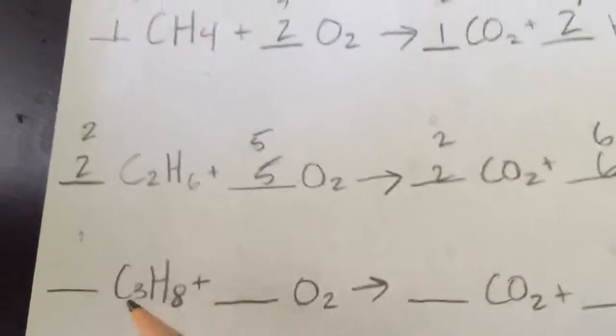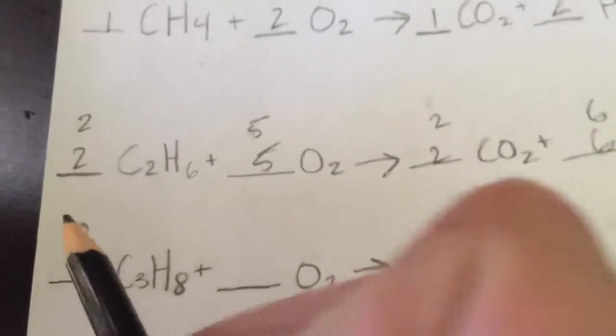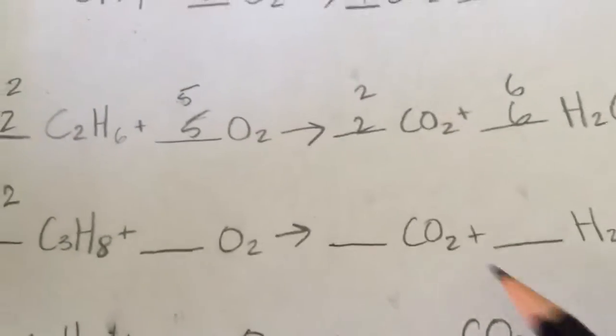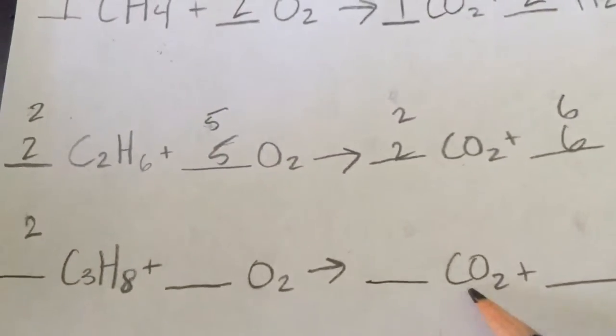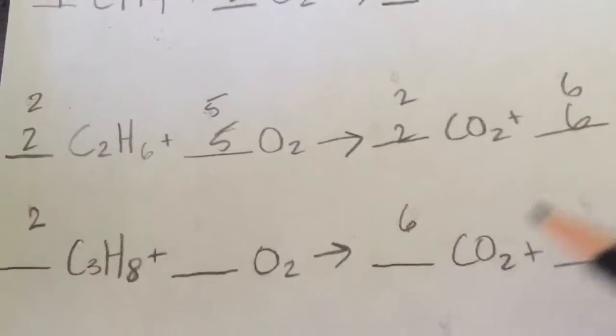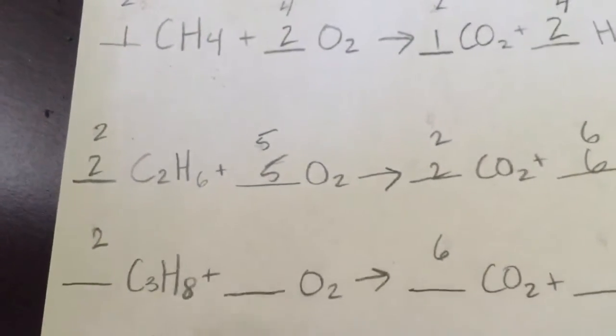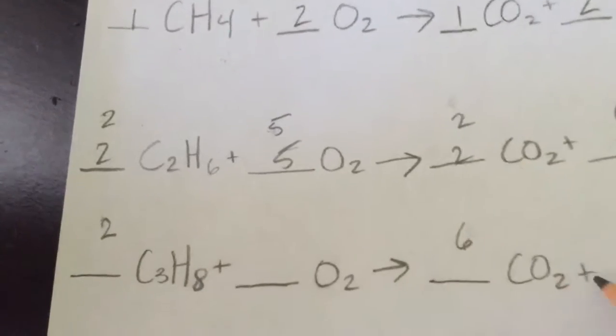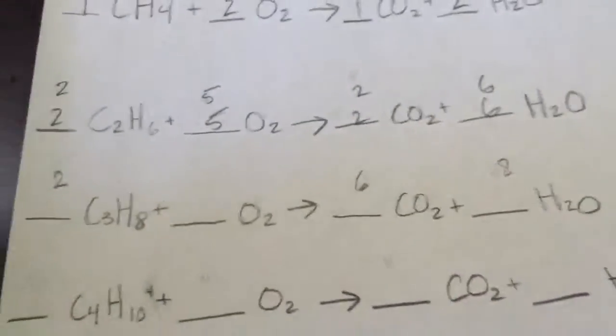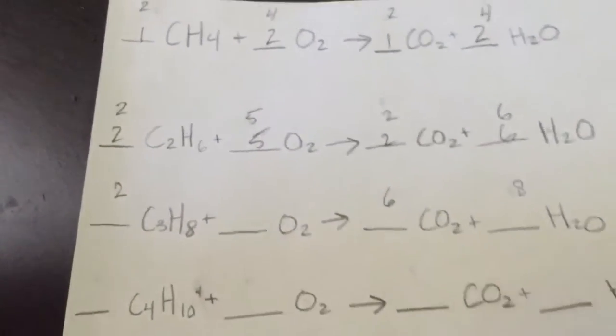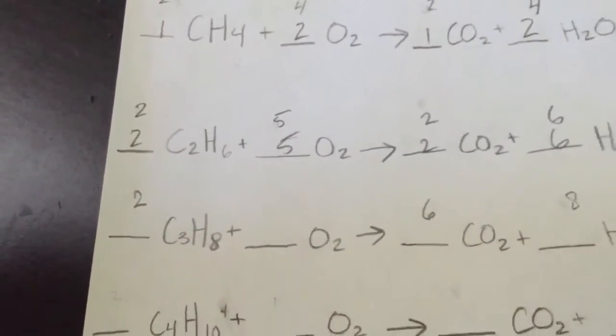You have C3 here. Obviously, you're going to want to make it even. Put a 2, and then you have 1 here. So now you have here 6. Now here you're going to want to put a 6. You look at the hydrogens. You have 16, and then you're going to want to put an 8 on here, so it balances. You have the carbons balanced, hydrogens balanced.